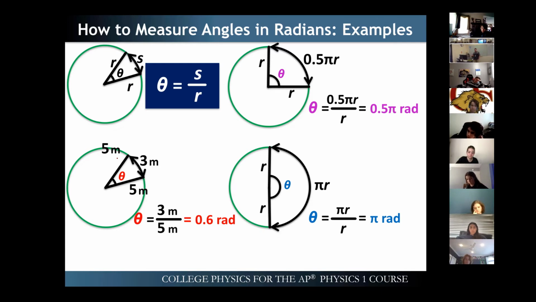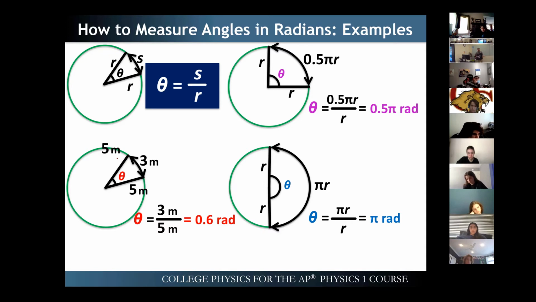In the second example, this arc length would be pi times the radius. And if we take pi times the radius divided by r, the r's cancel. And so this angle would be pi radians. And again, if you learned unit circle, you know that 180 degrees is pi radians. So it's kind of proving what most of you have already learned, but helping you see the measure in radians instead of degrees.